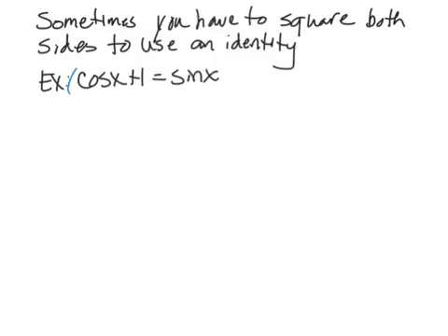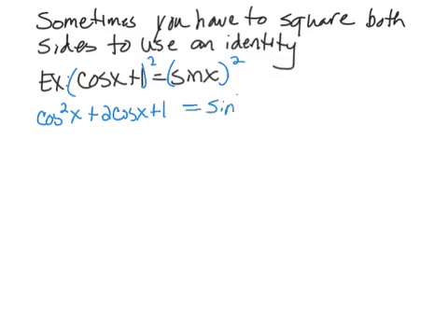What I would do here is I'm going to square each side. The left-hand side is a binomial. It ends up being cosine squared of x plus 2 cosine of x plus 1, and on the other side is sine squared of x. Since I have a cosine squared and a regular cosine, I want to rewrite sine squared in terms of cosine. Again, that's the Pythagorean identity. It's going to be 1 minus cosine squared. And now I have something I can solve.